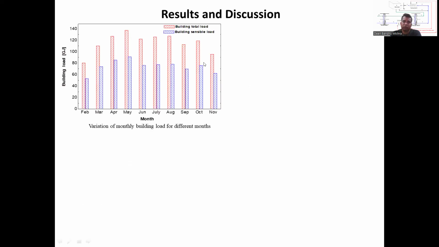This graph shows the variation of building load by month from February to November. The analysis is carried out from February to November because the cooling system is almost always required for the Kolkata climatic condition, which is located in India. The graph shows that the cooling building load is maximum for the month of May and minimum for the month of February, and there is also a considerable amount of latent load associated with the total cooling load.